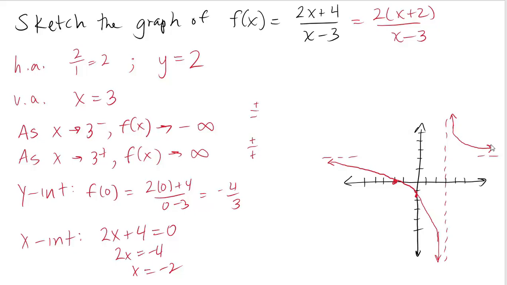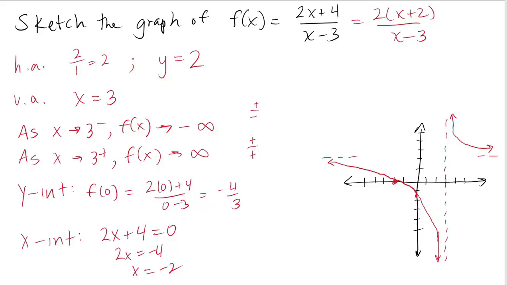The only issue that we didn't address is whether or not this function actually touches its horizontal asymptote. And to determine that, you set the function equal to the y-coordinate of every point on the horizontal asymptote. So in this case, we would set 2x plus 4 over x minus 3 equal to 2 and try to solve for x. In this example, you don't get any solutions, and so the function doesn't touch its horizontal asymptote. If you do get a solution, then that's just one more point on the graph that you can plot.